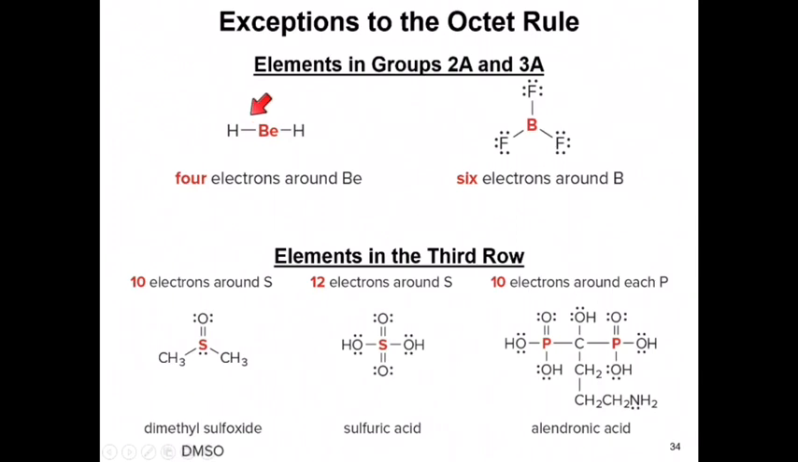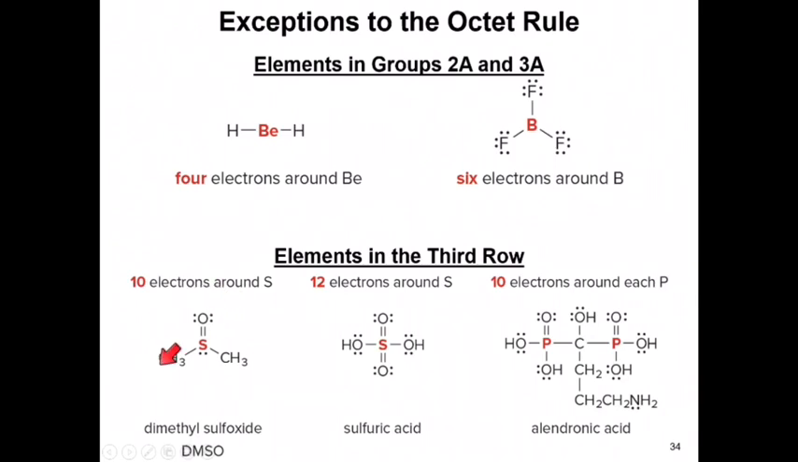Beryllium, for example, only has 2 bonding pairs, which equates to 4 bonding electrons. Boron, on the other hand, has a total of 3 bonding pairs, which is equivalent to 6 bonding electrons. Yet these molecules are considered stable.